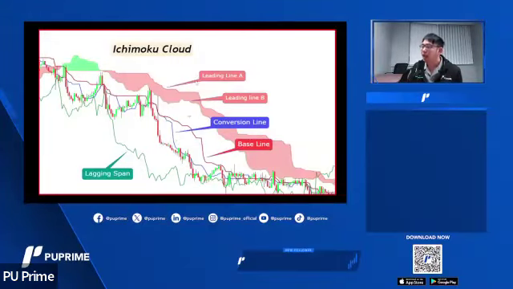And the leading line uses this period of time. What it derived, it plotted ahead, and it comes up with something like it can tell the future. So it is plotted 26 candlesticks ahead. This is what the Ichimoku looks like.